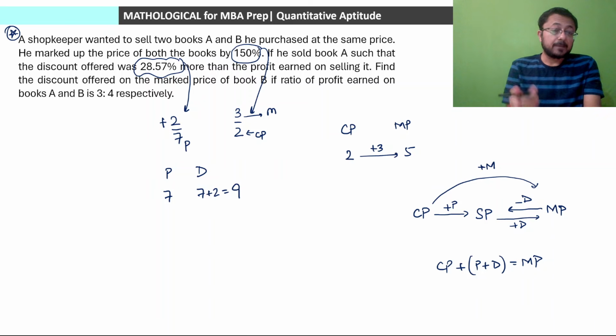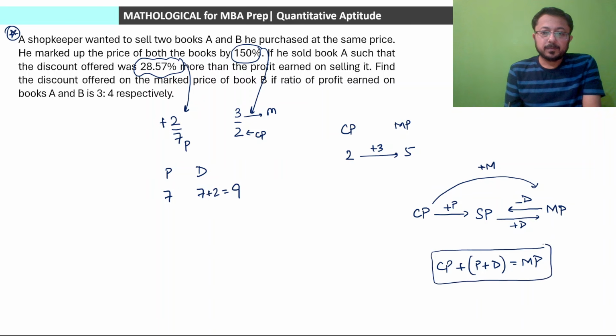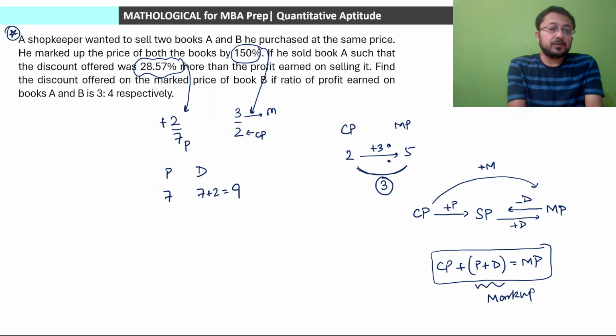Is it clear? Because here we will have to use this property. Cost price plus given discount plus profit, that is equal to mark price. So cost price and mark price ratio is 2:5. The difference between these two is 3 units. The markup, basically this total, is equal to markup, isn't it so? So markup is 3 units, and the profit and discount ratio is 7:9. And profit plus discount is equal to markup. So this 3 units is equal to 16 as well.